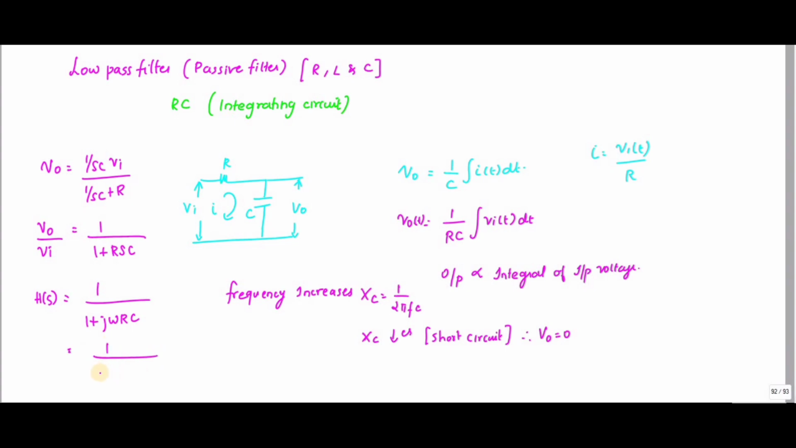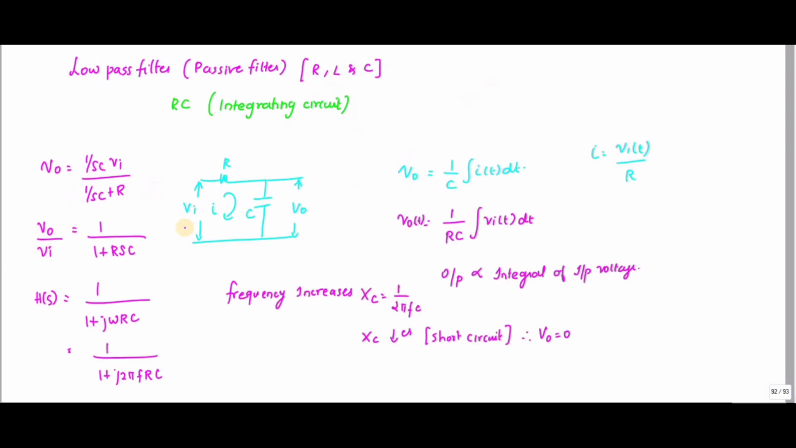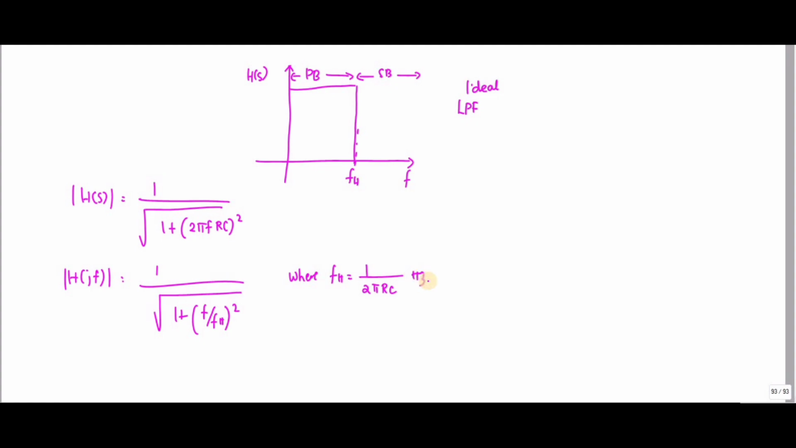So I can write 1 plus j 2 pi F RC. The magnitude of H is 1 divided by the root of 1 plus (2 pi F RC) squared. So I can write this as H of jf equals 1 divided by the root of 1 plus (f by fh) the whole squared, where fh is equal to 1 divided by 2 pi RC, measured in hertz.